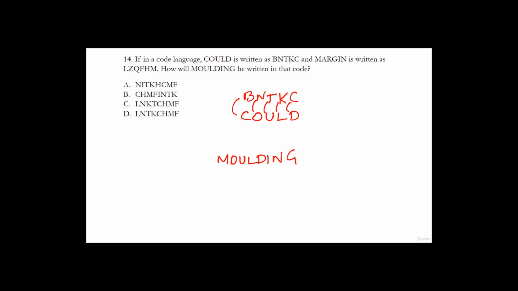Before M it is L. Before O it is N. Before U it is T. Before L it is K. Before D it is C. Before I it is H. Before N it is M. Before G it is F. So L N T K C H M F. Option D is the right answer.